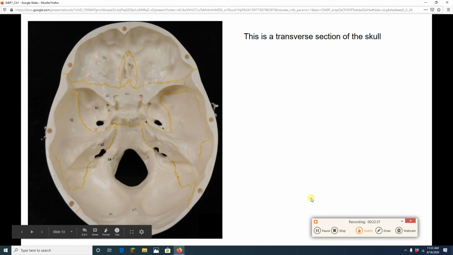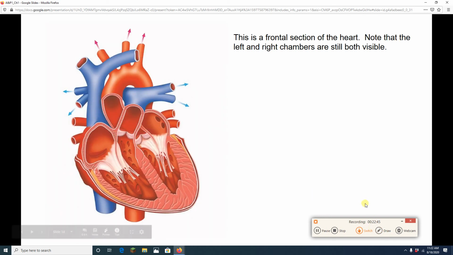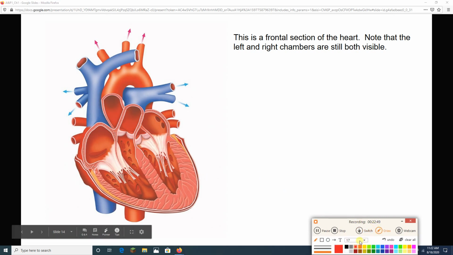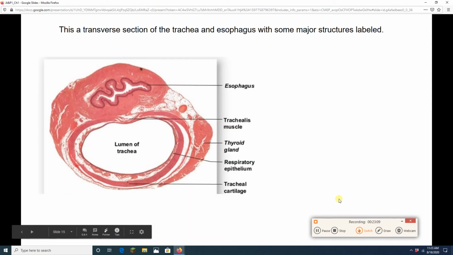All right. Let's look at another organ sliced open. This is a transverse slice of a skull. So think about that. Think about cutting your skull across. This is a frontal section of the heart. We can actually see chambers on the right and chambers on the left. So we haven't separated left and right, but we have separated front and back, and that makes it frontal or coronal.